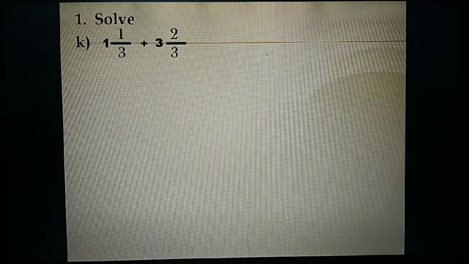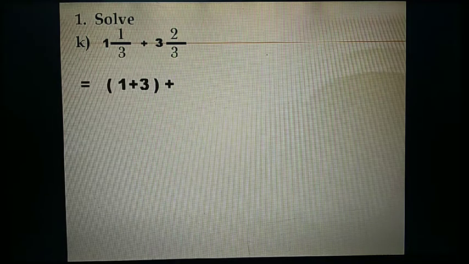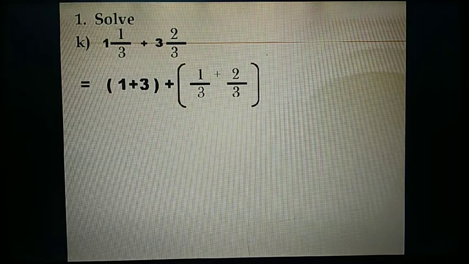Next, in case of a mixed fraction, the method I will use is to split the fraction in case of addition. In case of subtraction, I will open it and change it to an improper fraction. But in case of addition, I will split it. I will add the whole part first and the fraction part separately. Here the wholes are 1 and 3 and the fractions are 1 upon 3 and 2 upon 3.